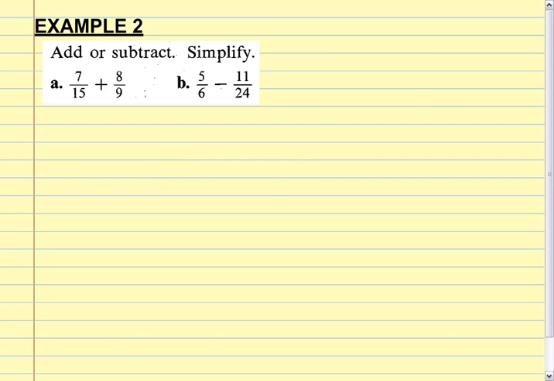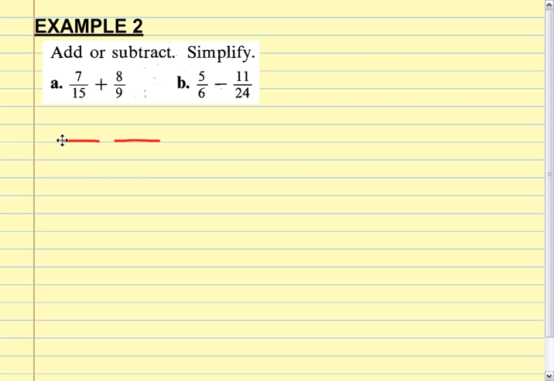Need to be writing down example number 2 now. In example number 2, the instructions are the same. Add or subtract, and then simplify. But this one's a little bit different. What's the problem that we face right now, Sarah Kay? We've got to have common denominators. So let's look at A. Okay? I've got 15 and 9.